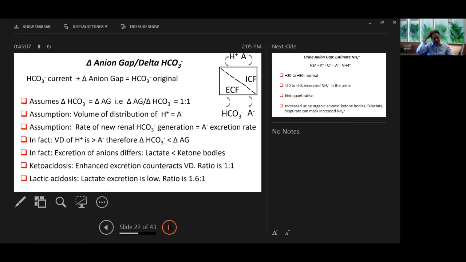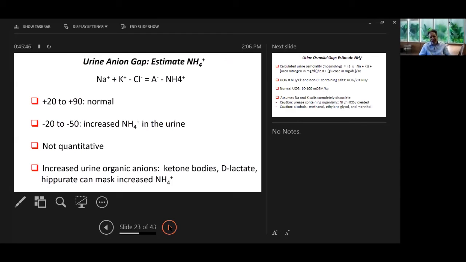In ketoacidosis, you can excrete the anions very well, and that tends to counteract the fact that the volume of distribution is less. So the ratio of change in anion gap to change in bicarbonate fortuitously just happens to be close to 1-to-1 because of those two counteracting factors. Or in lactic acidosis, not only is the volume of distribution of the lactate only in the ECF, so it's lower, but lactate excretion is very low. So actually with lactic acidosis, the change in the anion gap can be 1.6 times the change in bicarbonate, and that's completely normal. Next slide. So to use that delta-delta formula really is overly simplistic, even though clinicians like to make you do that.